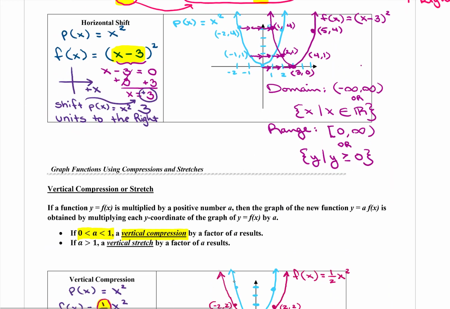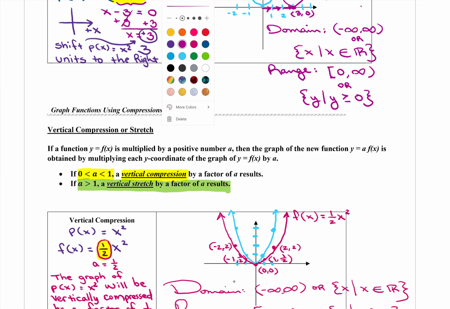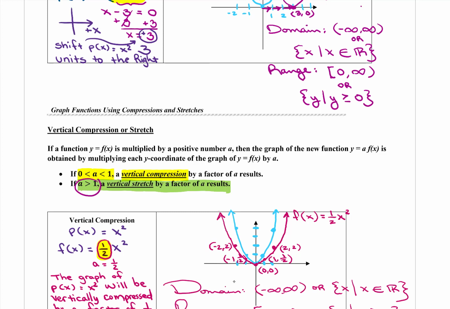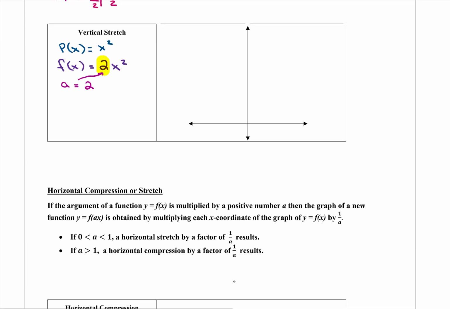All right, so if we've got f of x equal to 2x squared, our a in this case is going to be equal to 2. Looking back at our definition, it says if a is greater than 1, then a vertical stretch by a factor of a results. So our a is equal to 2, therefore it is greater than 1, so we have a vertical stretch by a factor of a occurring here. That's what's going on.